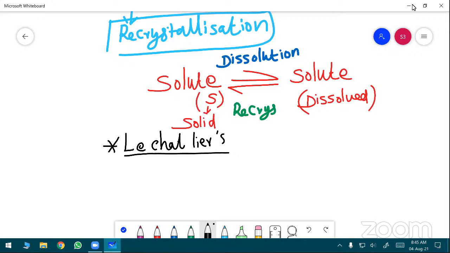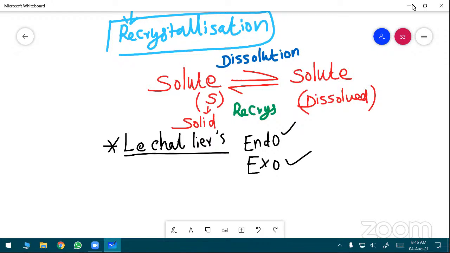According to Le Chatelier, it is relevant to temperature. Even in an equilibrium reaction, there are two possibilities: an endothermic process and an exothermic process. When heat is absorbed during the process, it is called endothermic. When heat is released during a chemical process, it is called exothermic.